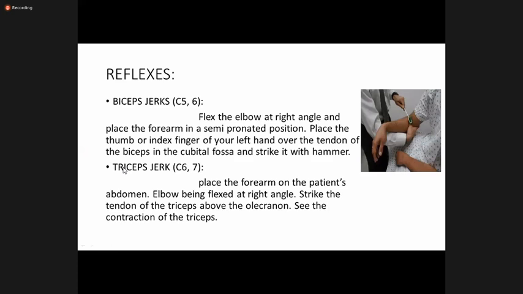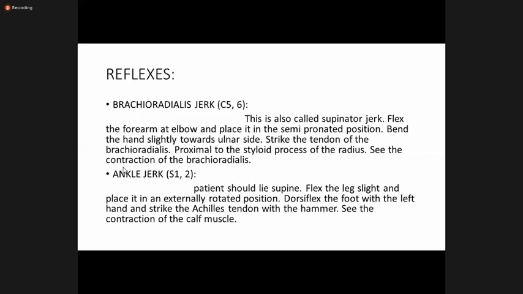The triceps jerk: place the forearm on the patient's abdomen, elbow flexed at a right angle, strike the tendon of the triceps above the olecranon and see the contraction of the triceps. The brachioradial jerk, this is also called the supinator jerk. Flex the forearm at the elbow and place it in the semi-pronated position. Bend the hand slightly towards the ulnar side. Strike the tendon of the brachioradialis proximal to the styloid process of the radius. See the contraction of the brachioradialis.